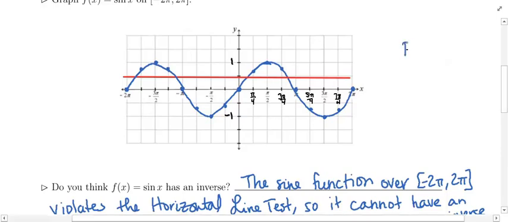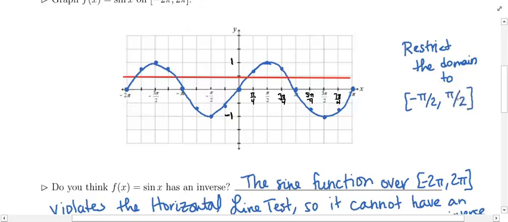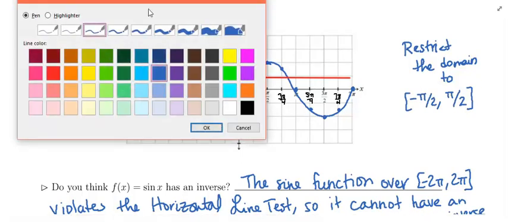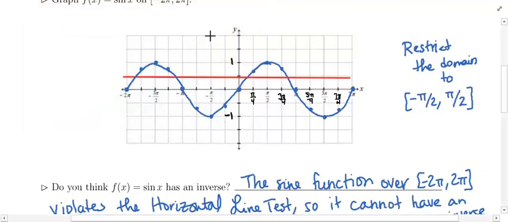So what we're going to do is restrict the domain to the interval between negative pi over 2 and positive pi over 2. So I'm going to highlight this. Give me a second to pull up a highlighter. So we're going to restrict the portion of the graph that we're looking at to be the portion between negative pi over 2 and positive pi over 2. So let me try to get this inside the box. So this yellow part, and you can see what's inside the yellow box.